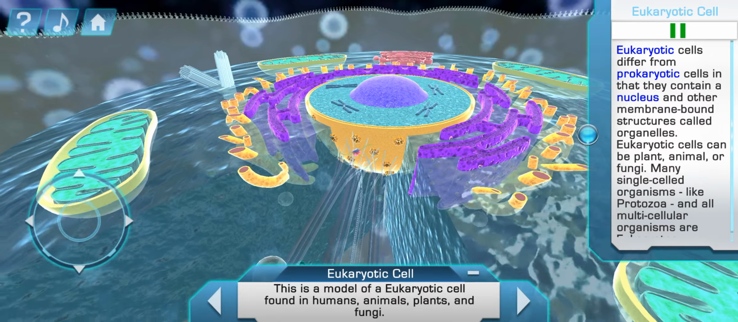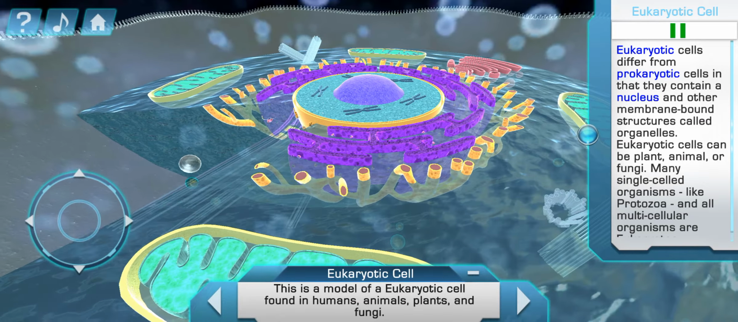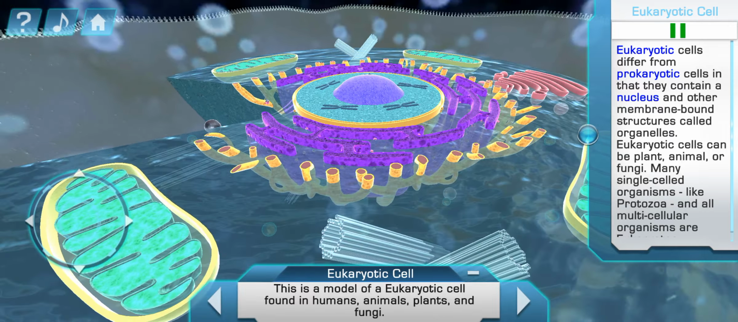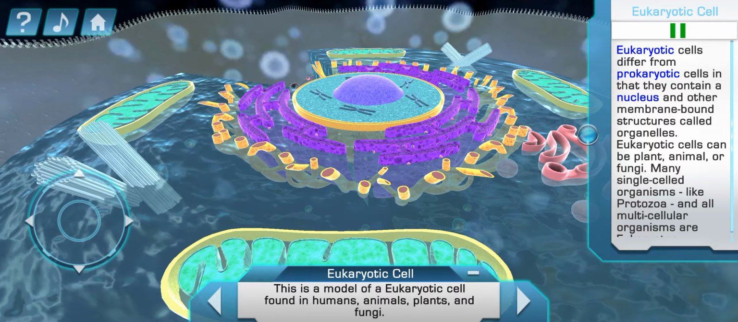Eukaryotic cells differ from prokaryotic cells in that they contain a nucleus and other membrane-bound structures called organelles. Eukaryotic cells can be a plant, animal, or fungi.